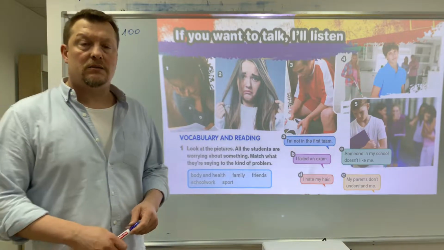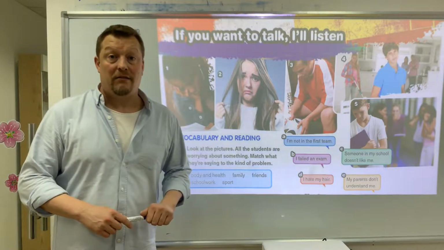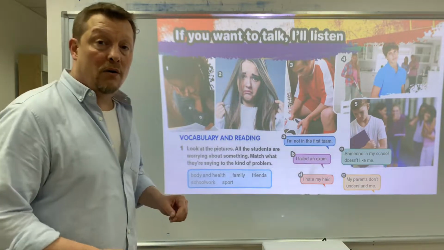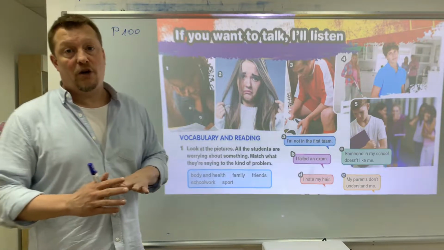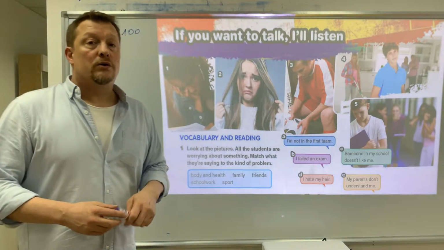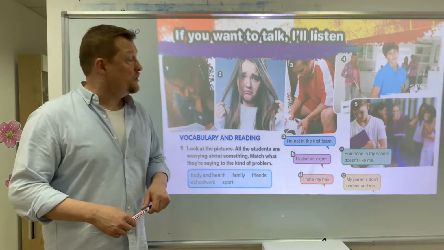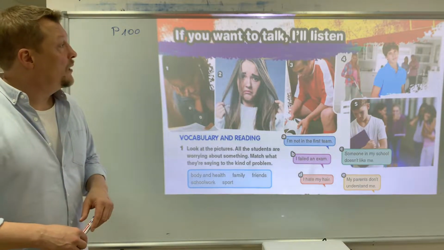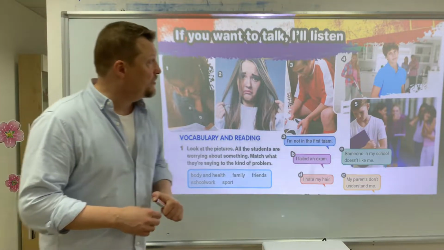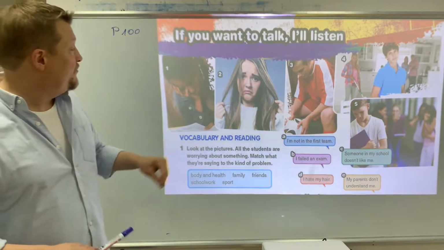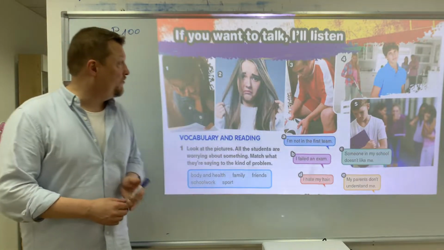Okay, we are still talking about staying healthy. So we are now on page 100 of your student's book. Please everybody open your student's books to page 100. On page 100 we've got 5 pictures here. 5 pictures, 1, 2, 3, 4, 5.